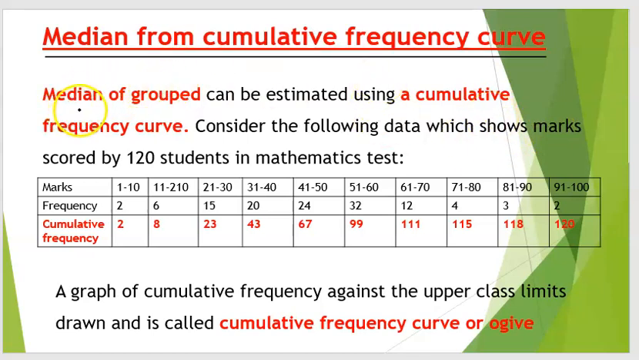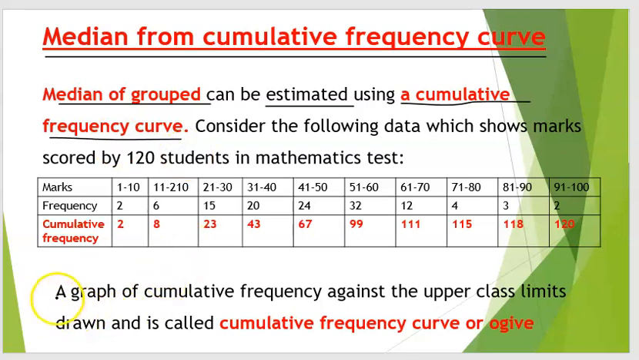In most cases, this cumulative frequency curve is actually used to give an estimate of the median, just an estimate, something that is closer to the median. That's why we say it's used to give us an estimate of the median. So the median of grouped data can actually be estimated using a cumulative frequency curve.